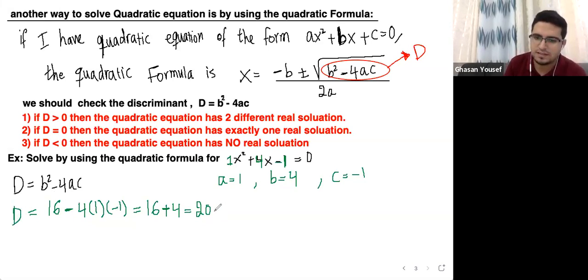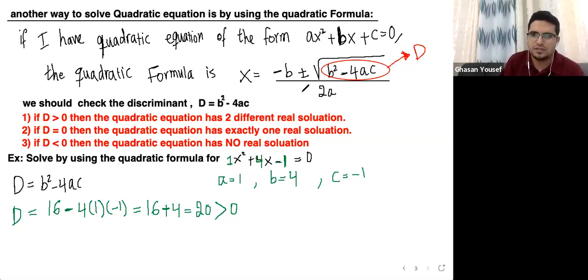And the 20 is positive or negative or equal 0? It is positive. So the 20 is greater than 0, is positive. And what does that mean? Then the quadratic equation has two different real solutions. If D is positive, the quadratic equation has two different real solutions. So actually I have two different real solutions.